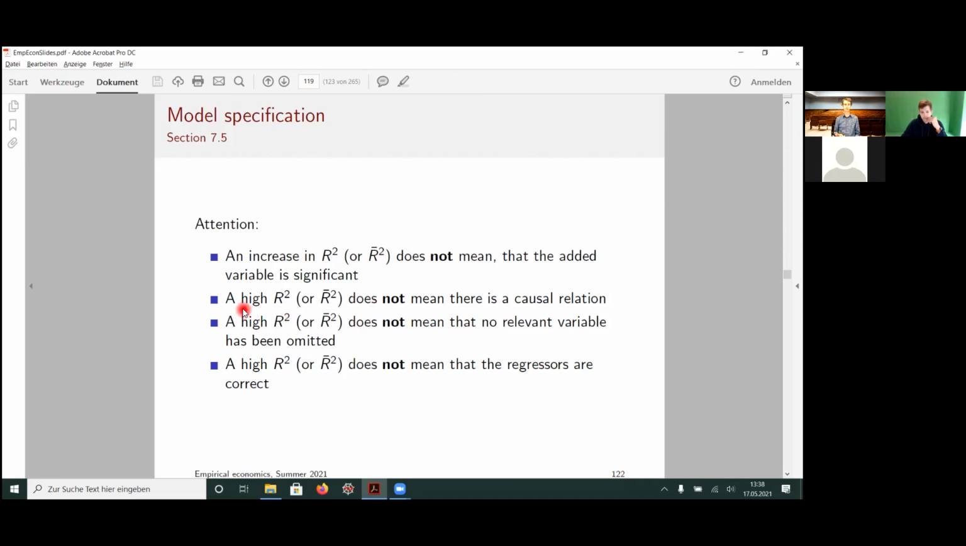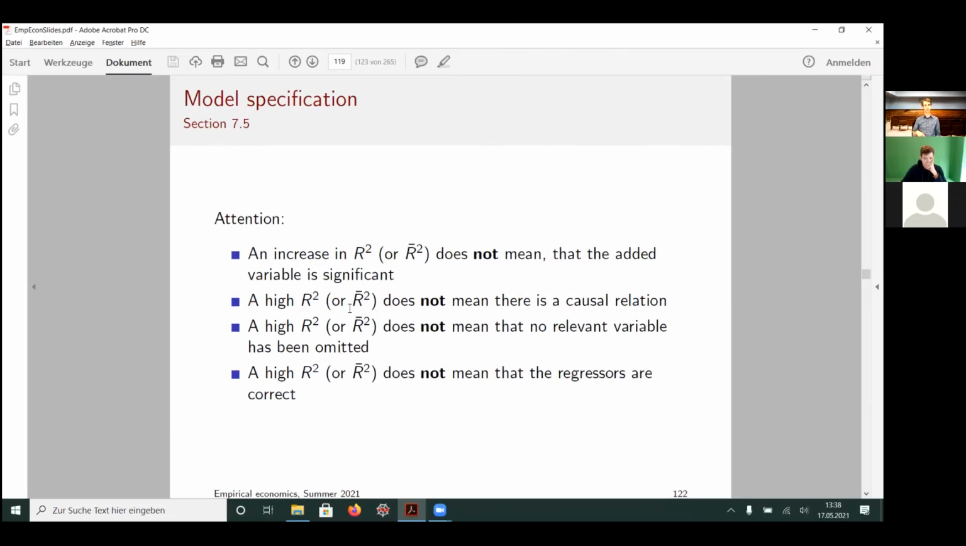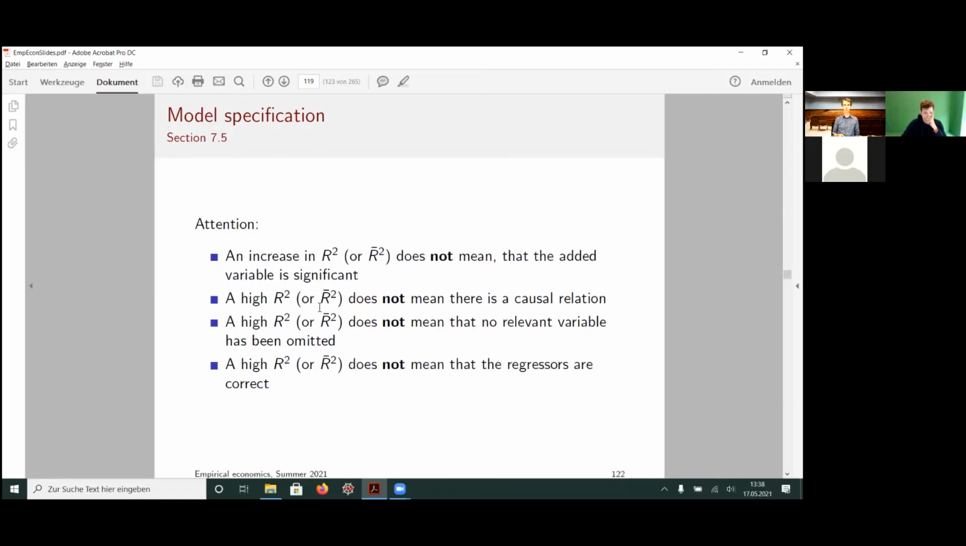Second, if your R square or the adjusted R square is high, that does not mean that there's actually a causal relationship between your regressors and the endogenous variable. Causal relationships are the relationships we are interested in in this course, but the R square can be quite low even though there's a causal relationship, or it can be quite high even though there's no causal relationship. So the R square does not signify whether or not there's a causal relationship between the regressors in your model and the endogenous variable.